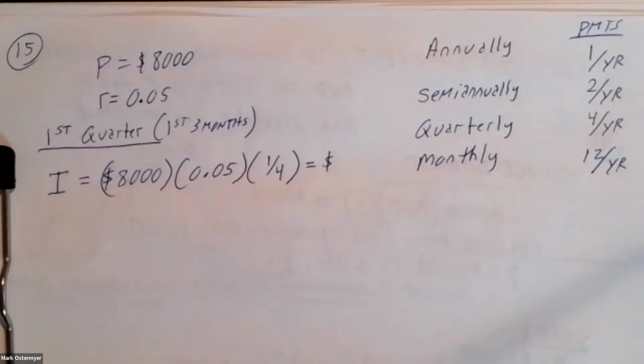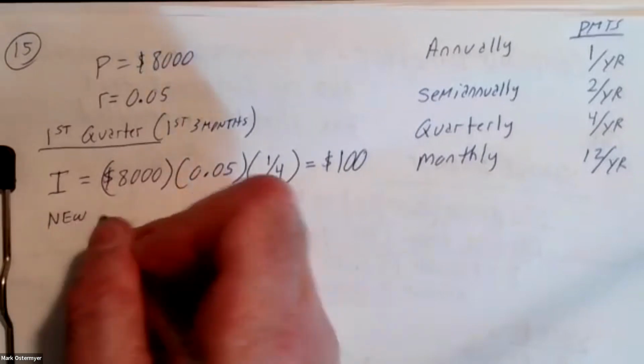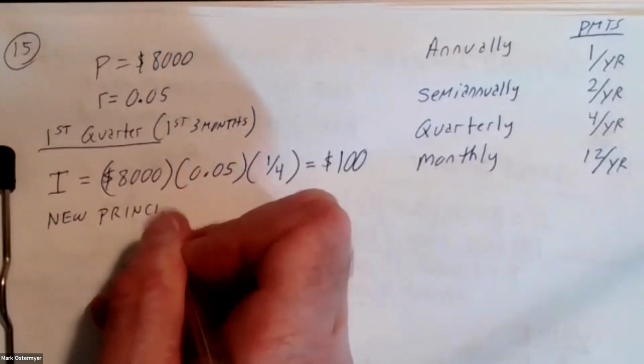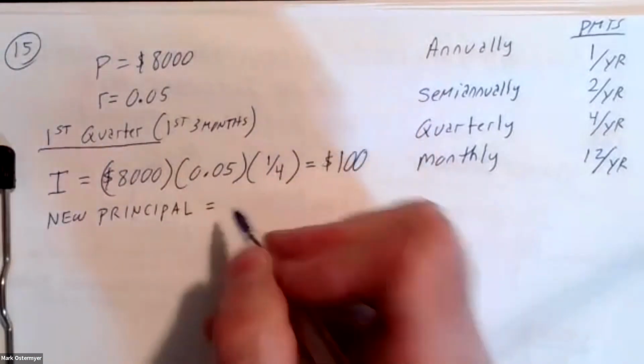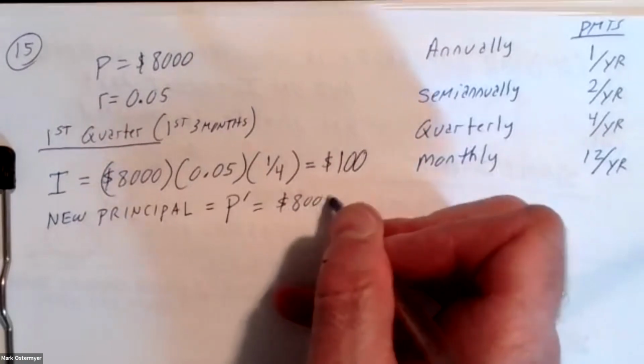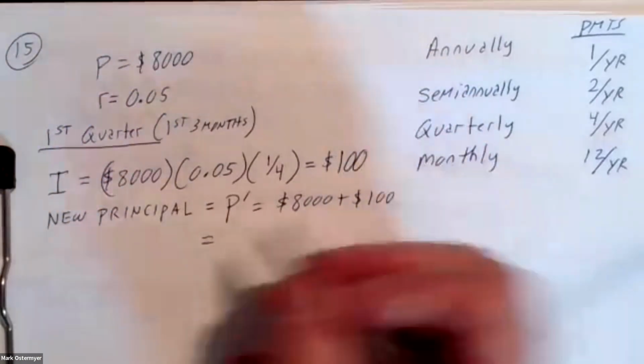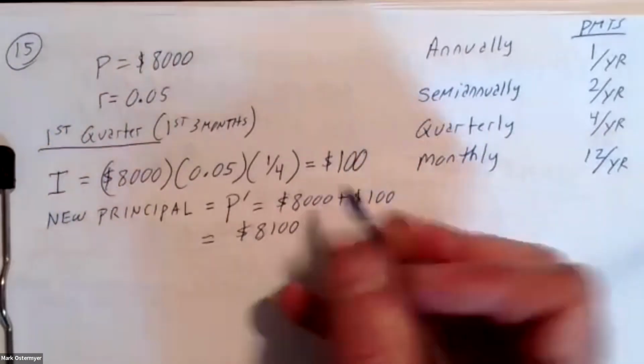It lies in that product there. Multiply all those together and tell me what you get. $100. All right, $100. Now, what's going to be the new principal? Well, the new principal, I'll call P prime, is going to be the old principal, which is $8,000 plus $100. So the new principal is going to be $8,100.